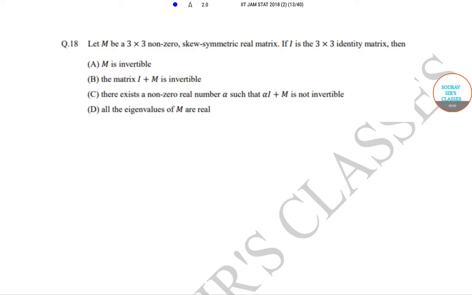Today we'll be solving the IIT JAM Mathematical Statistics question paper of year 2018. Today we'll be solving question number 18. In question number 18 it has been said that let M be a 3x3 non-zero skew-symmetric real matrix.